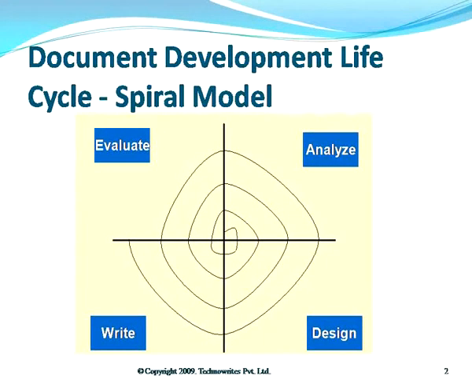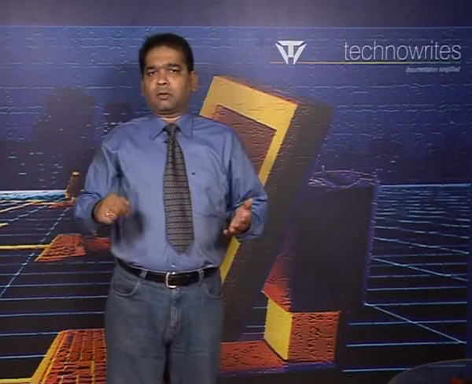So we are going to take a look at two models of the document development life cycle. So let's go to our slides. As you can see in the slide, there are four quadrants: analyze, design, write and evaluate. A documentation cycle always begins with analysis. This includes identifying the user or users, which is also called audience analysis, analyzing the information requirements of the user, then designing the document based on the user's requirement, then actually writing that document, and then reviewing the document and evaluating whether the document meets the user's requirements or not.